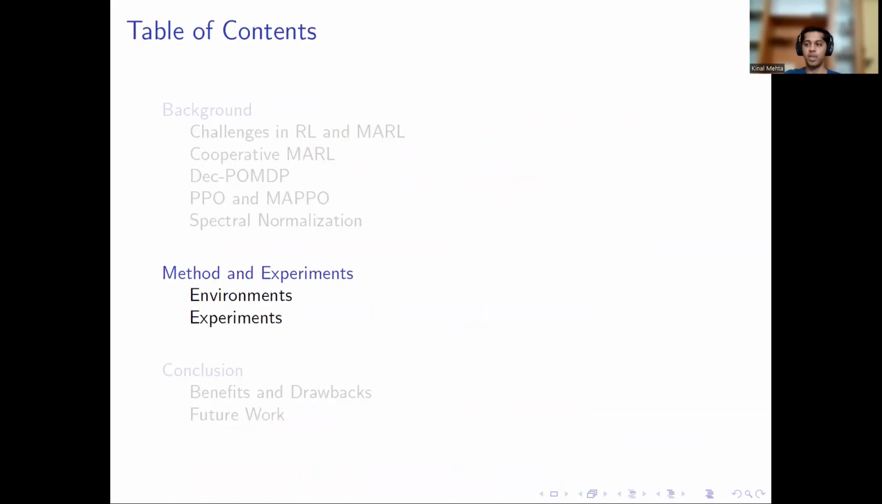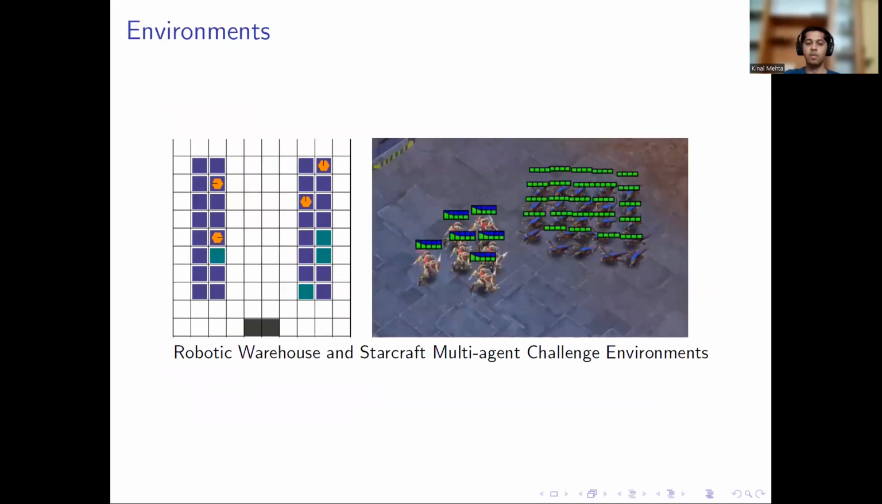Now, let us look at our method and experiments. We use the Robotic Warehouse and StarCraft multi-agent challenge environments for evaluating our proposed method. RWARE is a simple sparse reward multi-agent environment where the agents have to collect the required object from the stack and deliver it. SMAC is a multi-agent game where we control a team of allies which has to defeat the opponents. In the case of SMAC, instead of using the standard reward payoff, we use sparse rewards where the agent is only rewarded for deaths of the opponent or itself.